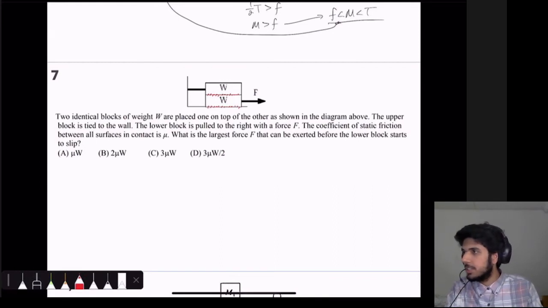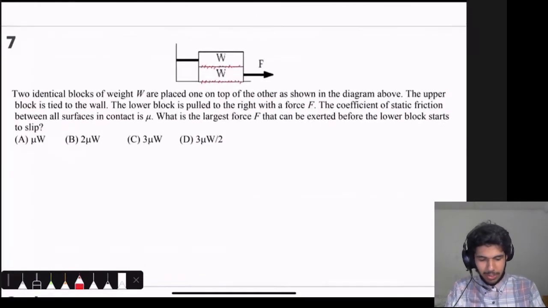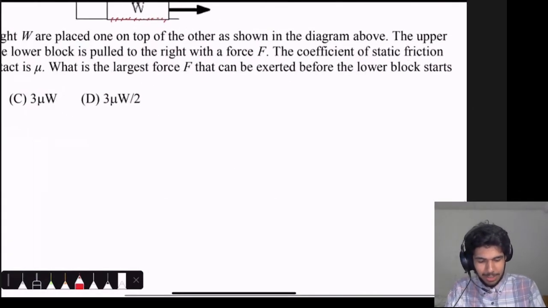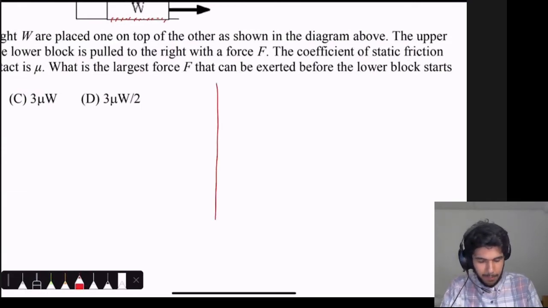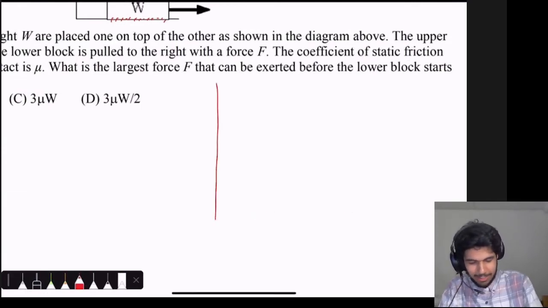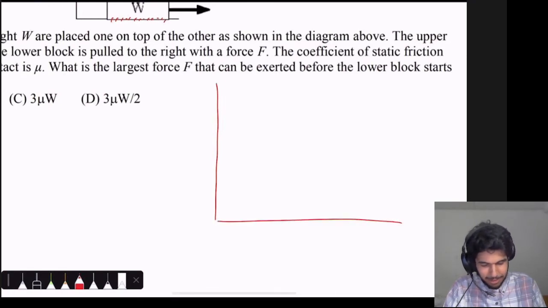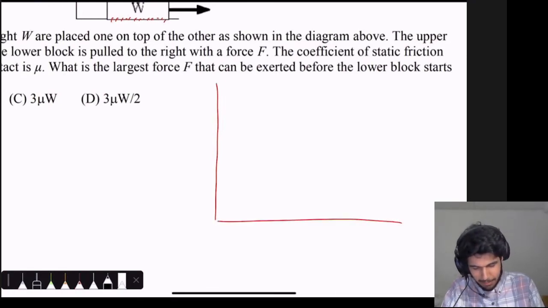So let us try to figure out what is going on with the free body diagram. So I'm just gonna redraw the diagram, and we're gonna draw the forces on top of the diagram, which is not a good idea, but it helps for visualization.